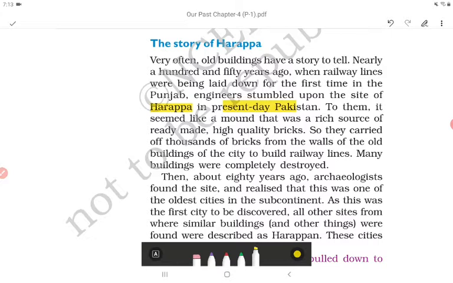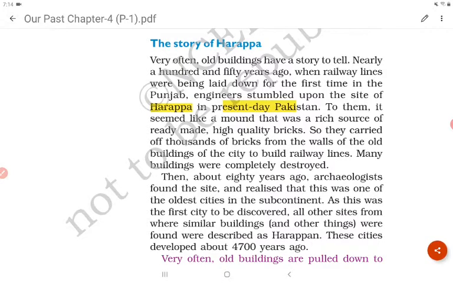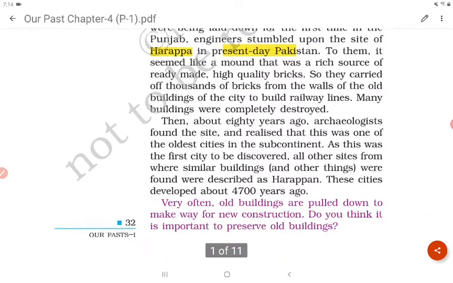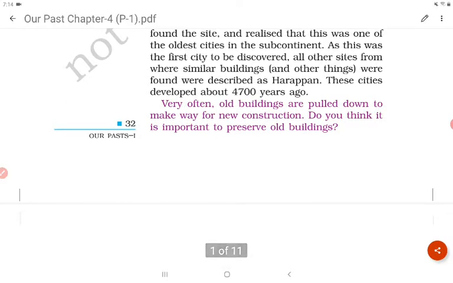Then, about 50 years ago, archaeologists found the site and realized that this was one of the oldest cities in the subcontinent, as this was the first city to be discovered. All other sites from where similar buildings and other things were found were described as Harappan. These cities developed about 4,700 years ago.